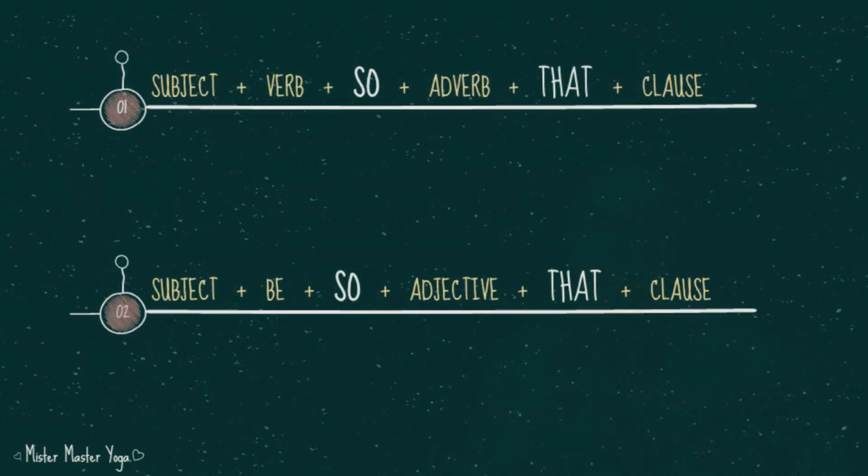Pattern 1 will be subject plus verb plus so plus adverb plus that plus clause. Pattern 2, subject plus be plus so plus adjective plus that plus clause. Well, to be clearer, let's check examples of that pattern in sentences.